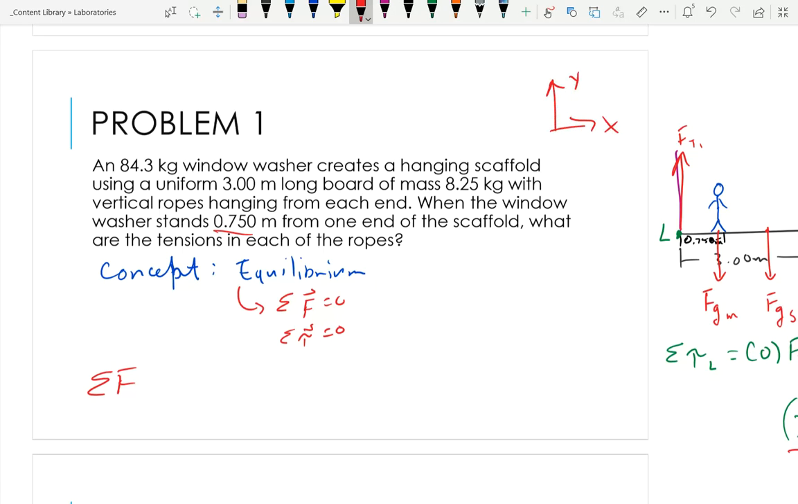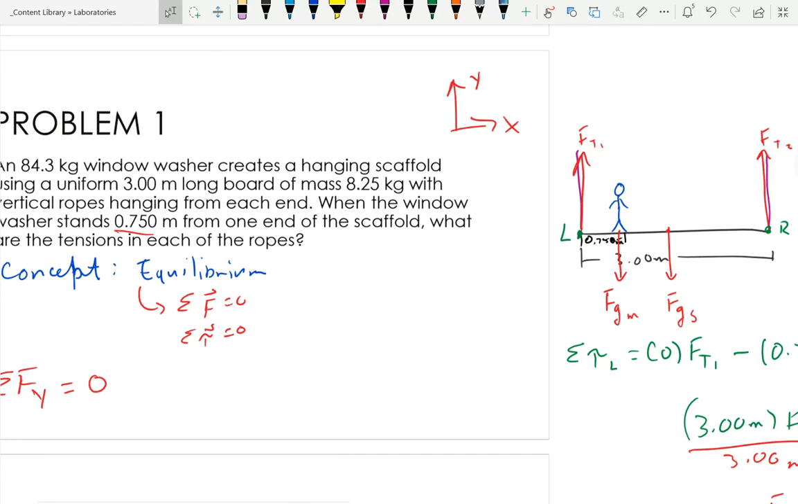let's define x and y directions. Now I haven't used the directions yet, but here I will. In the y direction equals 0. And when I look at my picture, what do I have pointing in the plus y direction? The 2 forces of tension. And what do I have pointing in the negative y direction? The 2 forces of gravity.